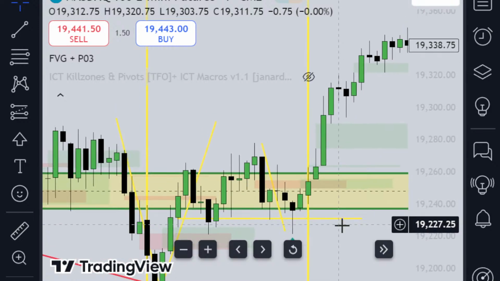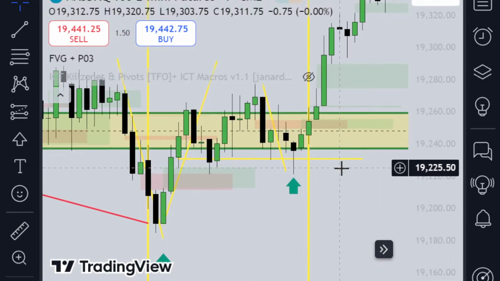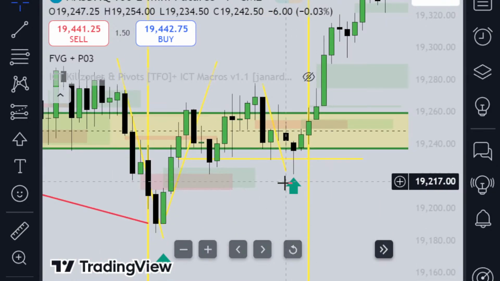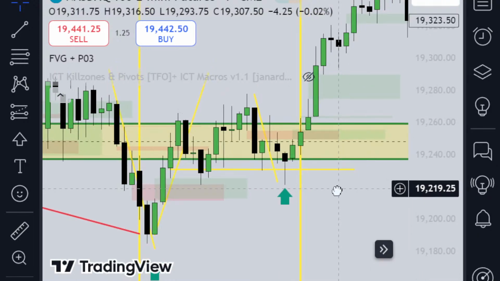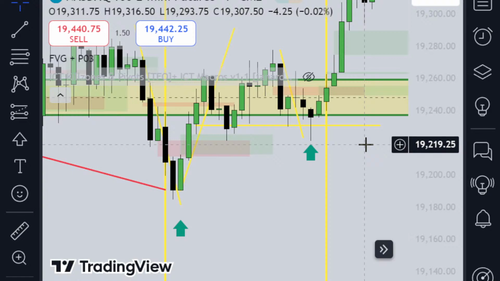So if it's more than 10 points and you don't feel comfortable, go to MNQ. Do 4 MNQs, 5 MNQs. Right, Jay? How much is 5 MNQs? Is it 2 dollars?